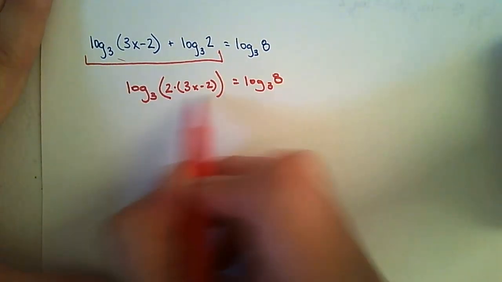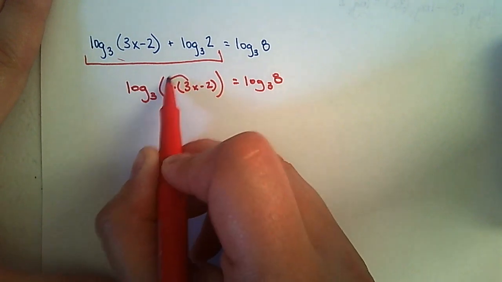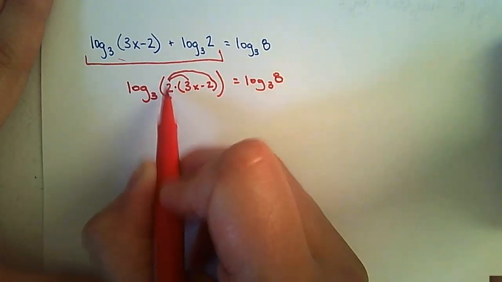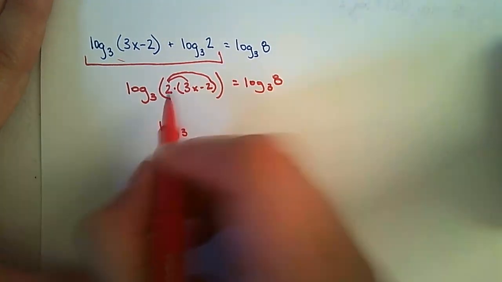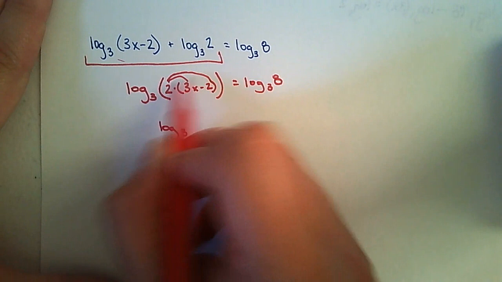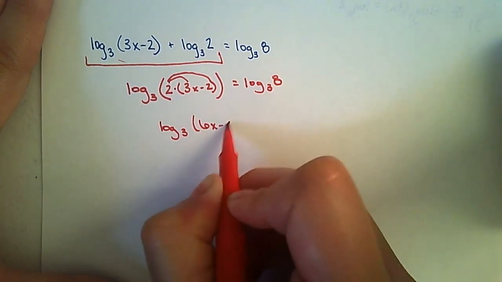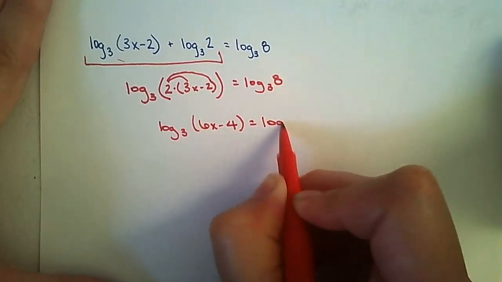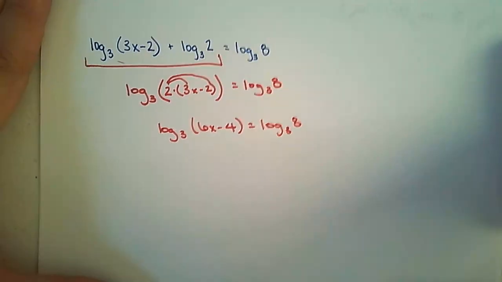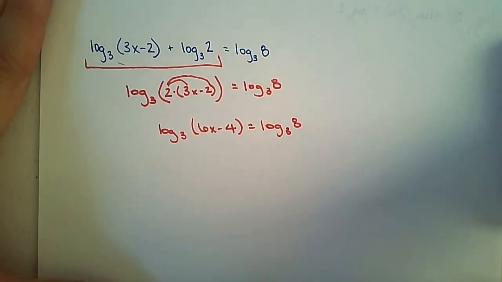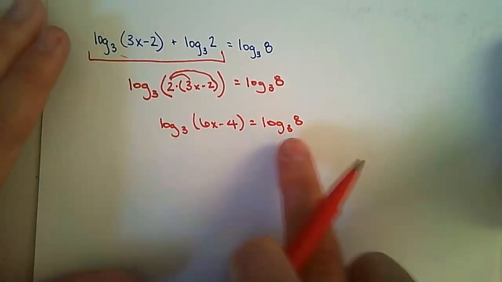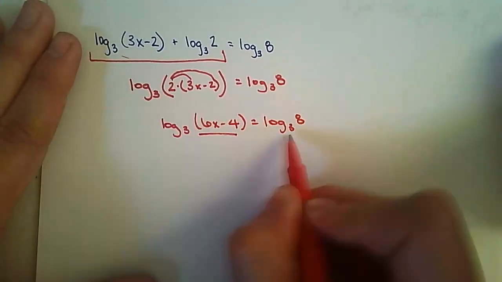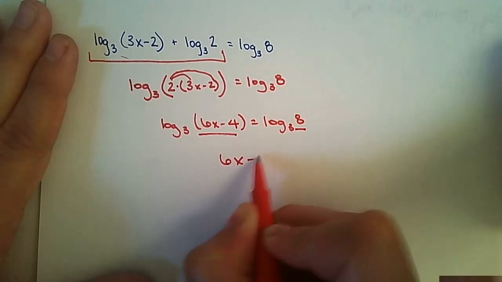So be careful here because I'm going to have to FOIL or distribute. I like distribute better. That 2 into those parentheses. So I'm going to rewrite that. So this is going to become a 6x minus 4. And now notice we have a log equal a log, just like what we had in the warm-up. And since my bases are the same, I can now set our arguments equal to each other.